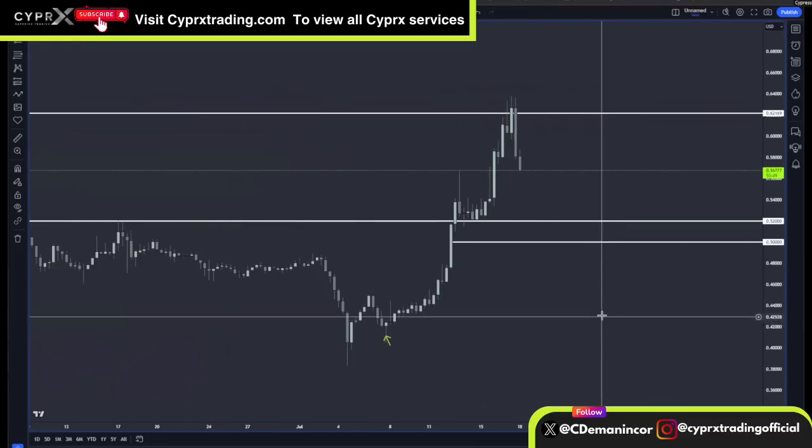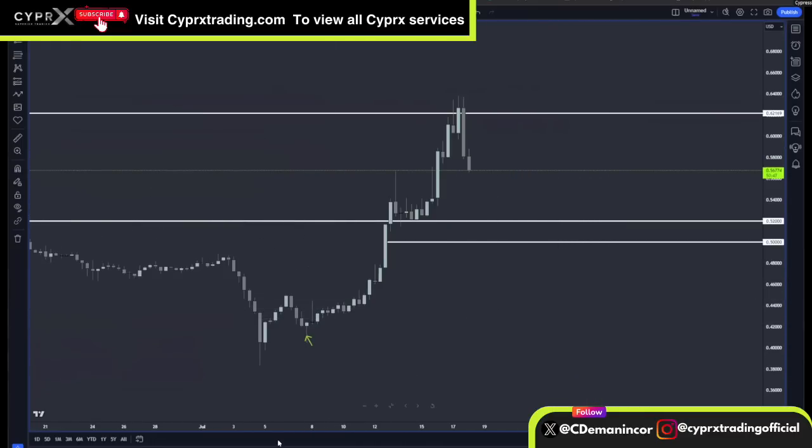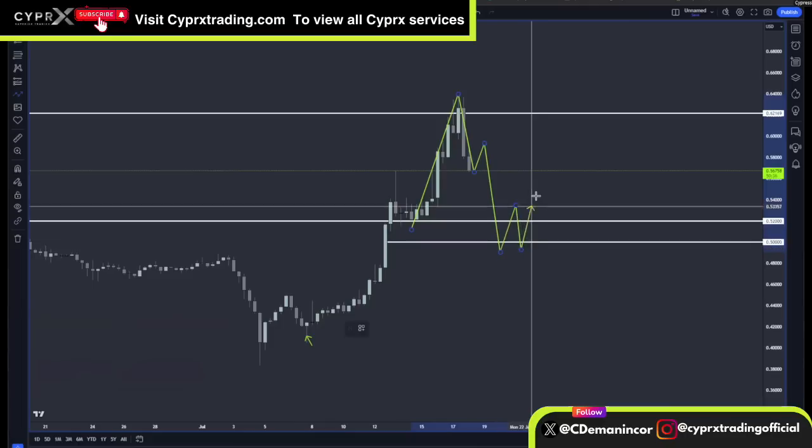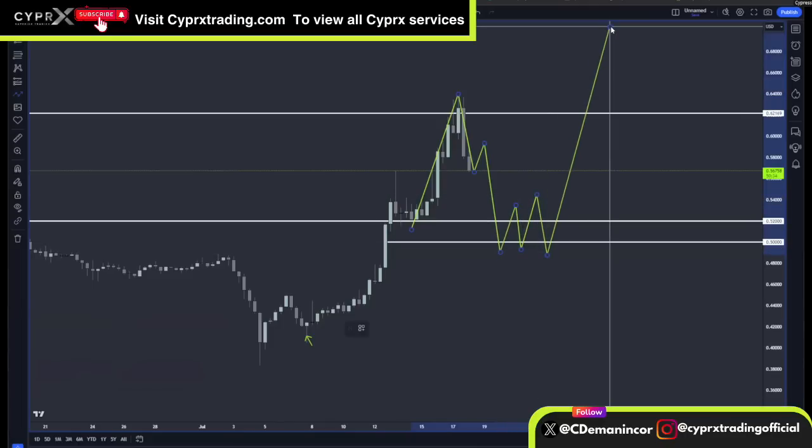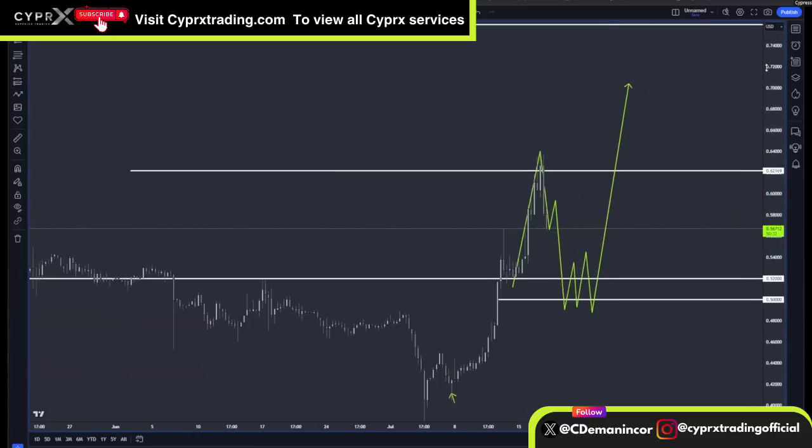It is not a bad thing to correct a bullish move. Why? Because it allows market makers and institutions or whoever, hedge funds, private family offices with much more money than you and I, to take profit, right? And then reallocate that money back into a discount to push prices higher. This is called bullish order flow. This is how the markets move.